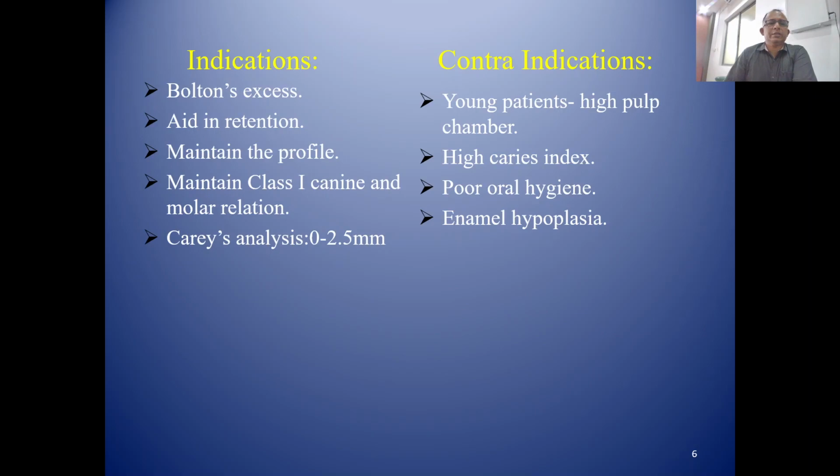The indications of proximal stripping are Bolton's excess, aid in retention, maintaining the profile, maintaining class 1 molar relation, and arch perimeter analysis of 0 to 2.5 millimeters. Contraindications are young patients. Why? Because of a high pulp chamber. Also high caries index, poor oral hygiene, and enamel hypoplasia.